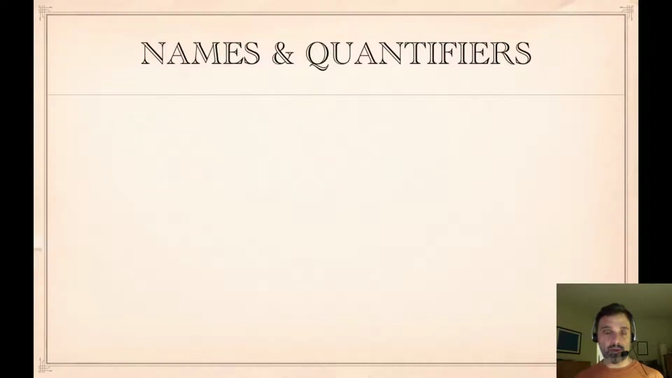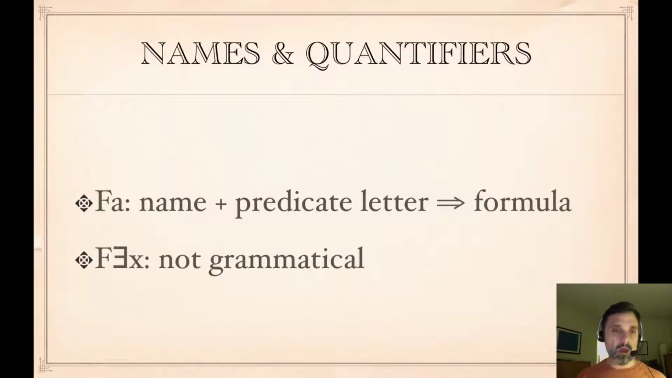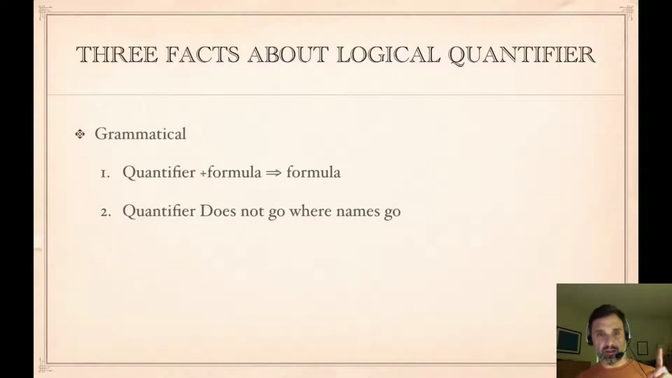And of course, a second fact is displayed here. So if we have Fa, well, the grammatical rule says if you have, oh, that's backwards, but that's okay. If you have a predicate letter and then a name, you build a formula. But if you have a predicate letter and then a quantifier, that's not grammatical. Right? F of something, we don't do that. And so what this shows is that quantifiers do not go where names go. Quantifiers go in a different place.